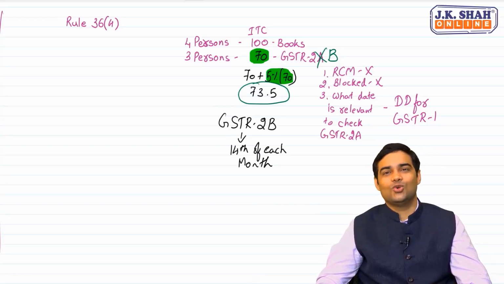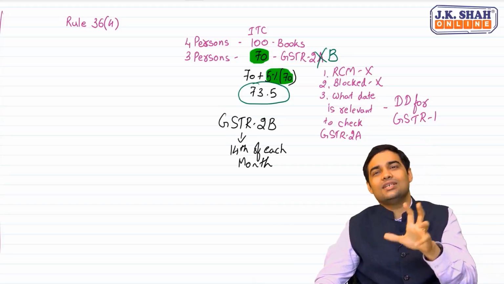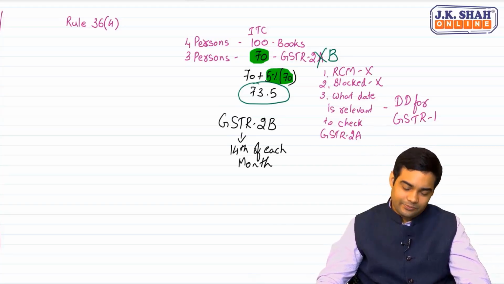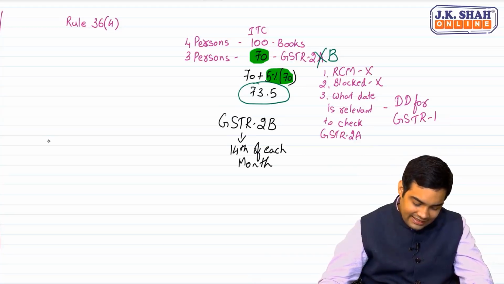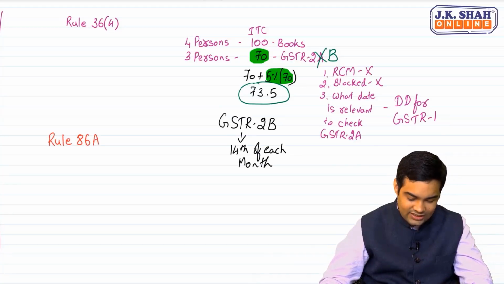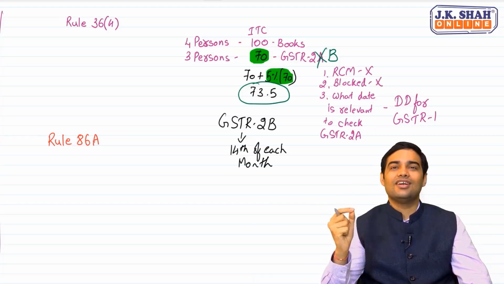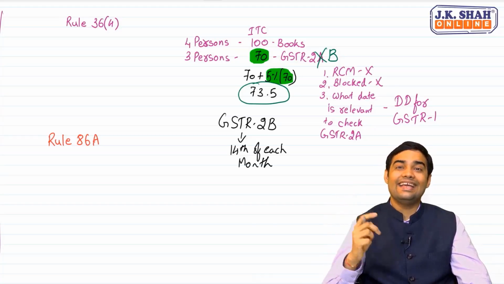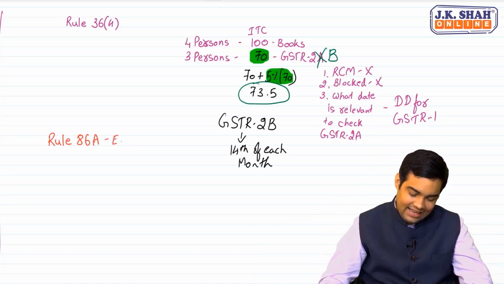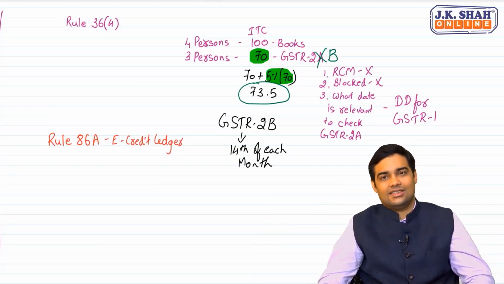This is about Rule 36(4), which we did not discuss in the ITC video because it makes sense with returns. Okay. Then government has also added Rule 86A. Now what is this Rule 86A, sir? Under 86A, the officer has the power to block the e-credit ledger. Yes, he will not allow you to use even a single rupee from the e-credit ledger.